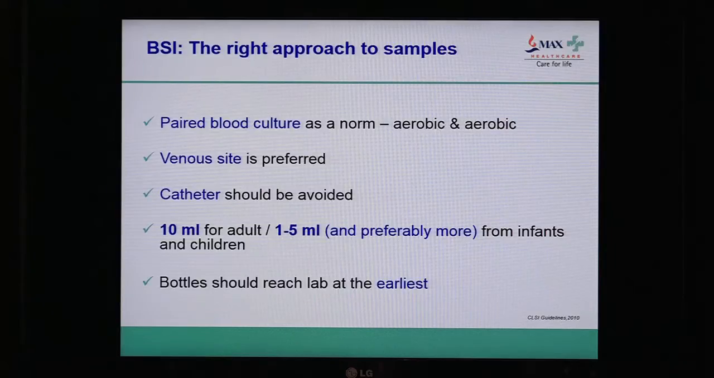Number one is that suppose in one venipuncture you got coagulase-negative Staphylococcus. So, it will come in both.